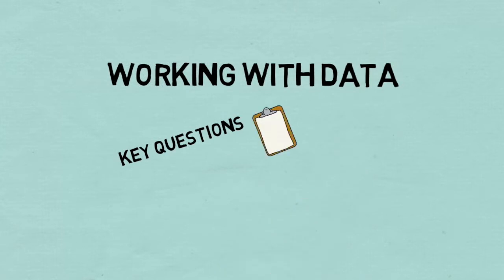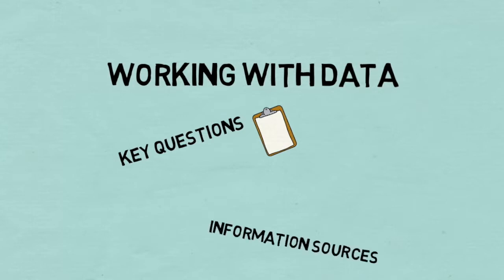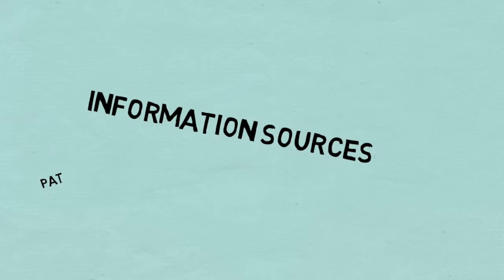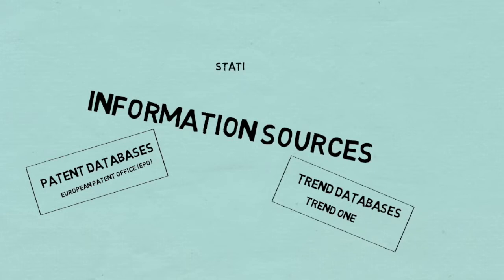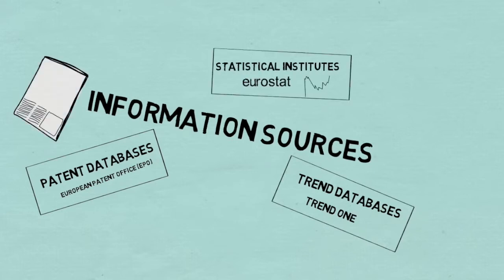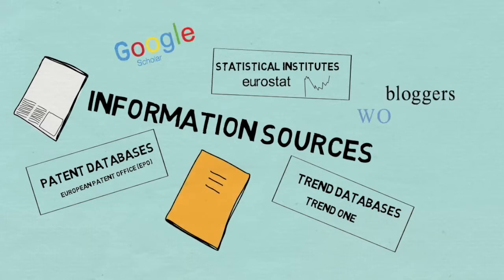The most important step is to find valid information sources. Let me give you some examples. Patent databases like the European Patent Office, EPO. Trend databases like Trend1. Statistical institutes like Eurostat. Scientific newsletters and papers you can find in Google Scholar. Technology bloggers and YouTube channels.